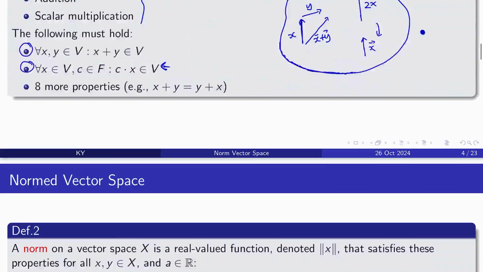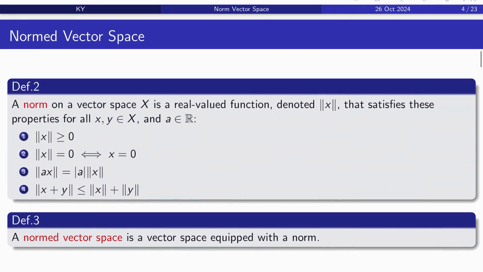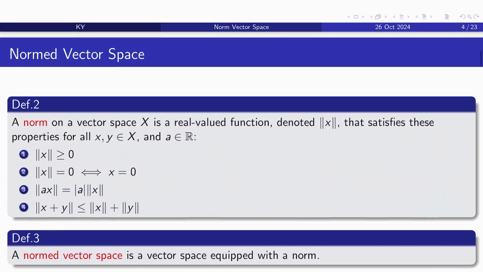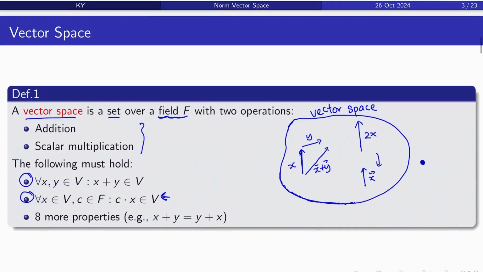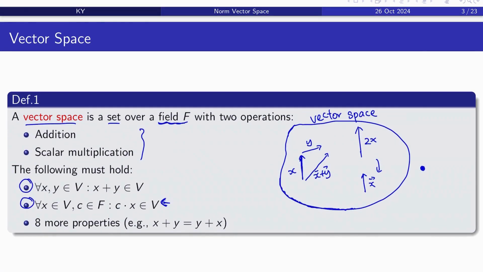So next we will go on to what we call a normed vector space. A normed vector space is very simple. In a simple idea, if you look back to this picture right here, a vector space is basically where you can add or scale some vectors and end up in the same space.